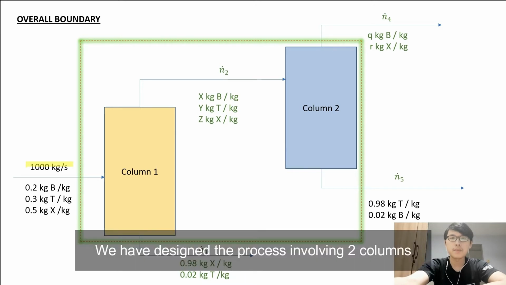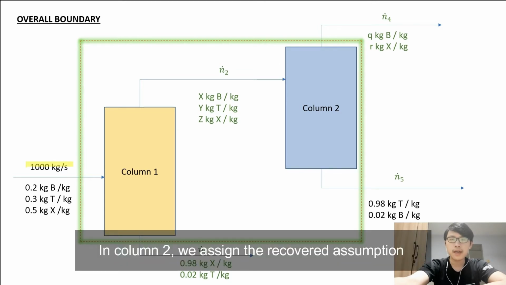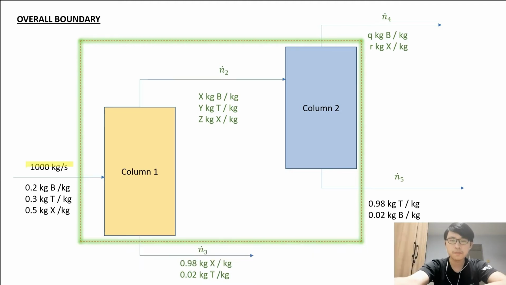We have designed the process involving two columns. In column 1, we assume 98% of xylene will be recovered at the bottom product, but no toluene is collected here. In column 2, we assign the recovery assumption, which is 98% of toluene at the bottom product, but none at the top product of this column. We also assume that there will not be any xylene yield at the bottom product of this column 2.